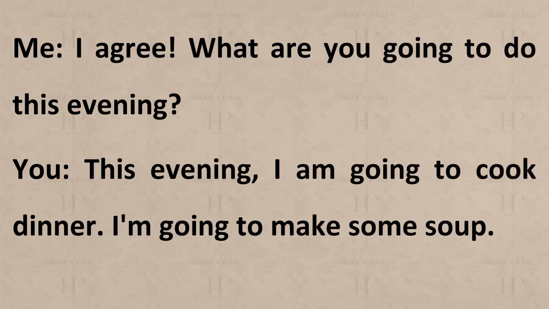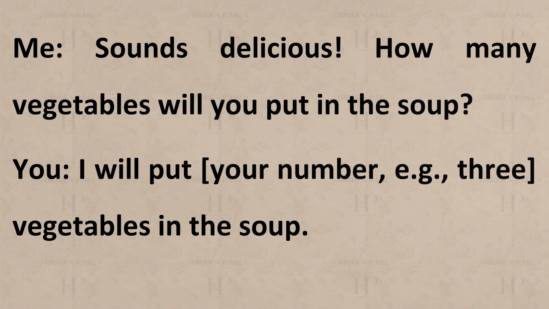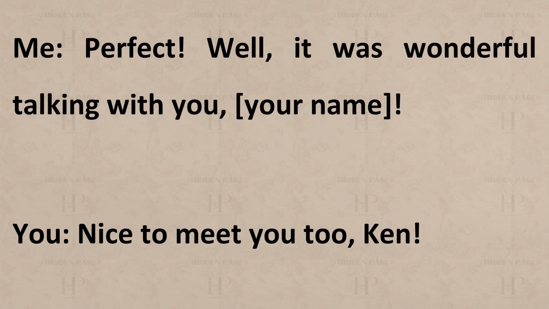Me. I agree. What are you going to do this evening? You. This evening, I am going to cook dinner. I'm going to make some soup. Me. Sounds delicious. How many vegetables will you put in the soup? You. I will put your number, e.g., 3 vegetables in the soup. Me. Perfect. Well, it was wonderful talking with you. Your name. You. Nice to meet you too, Ken.